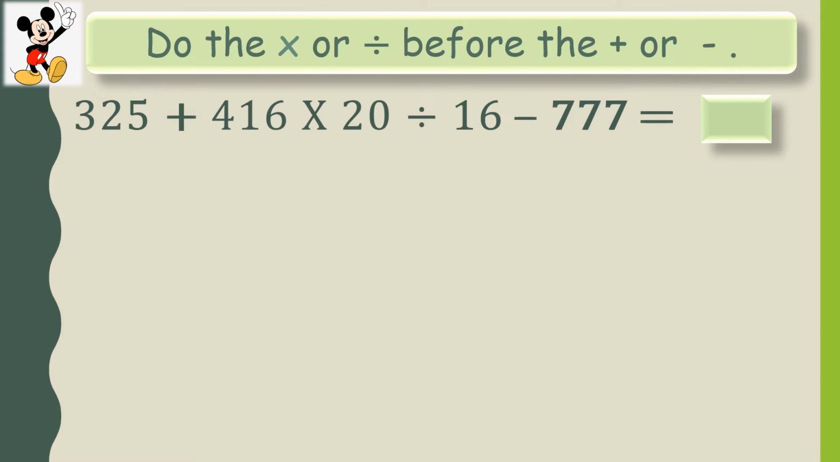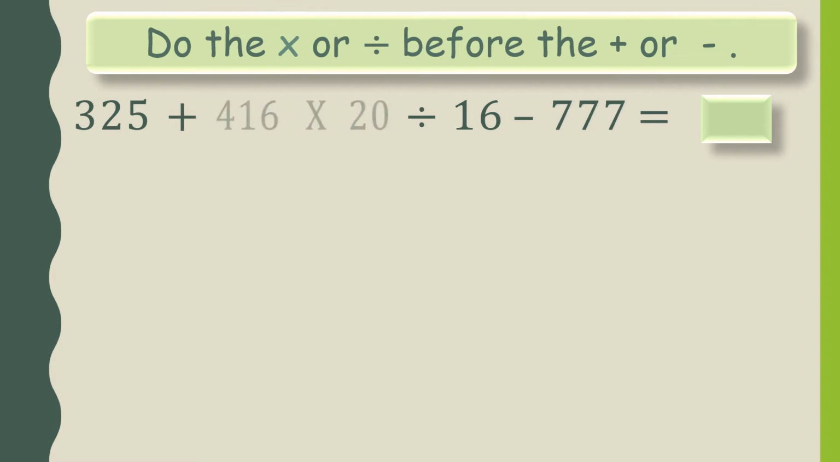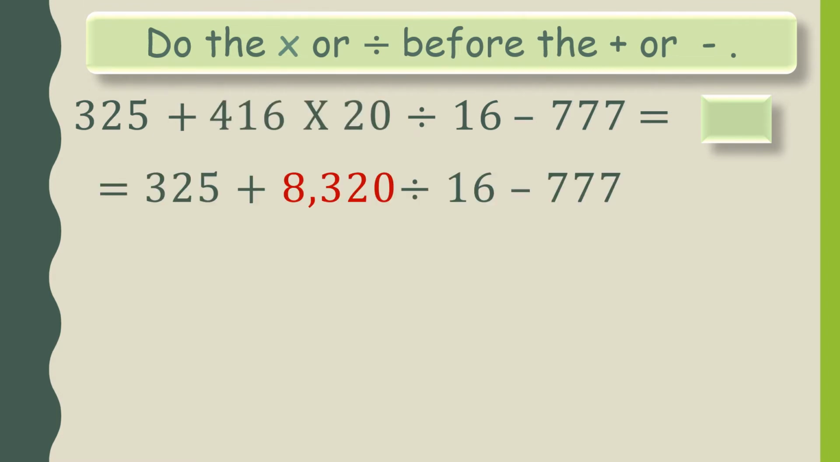We will do first 416 times 20, and that is equal to 8,320. Then we will copy the rest of the equations. Now we've got 325 plus 8,320 divided by 16 minus 777.